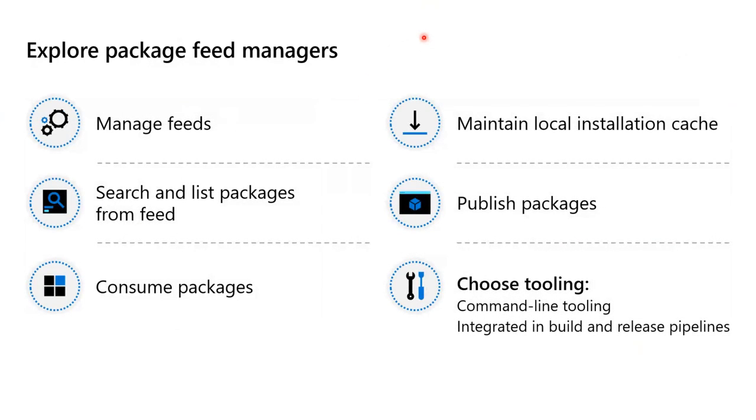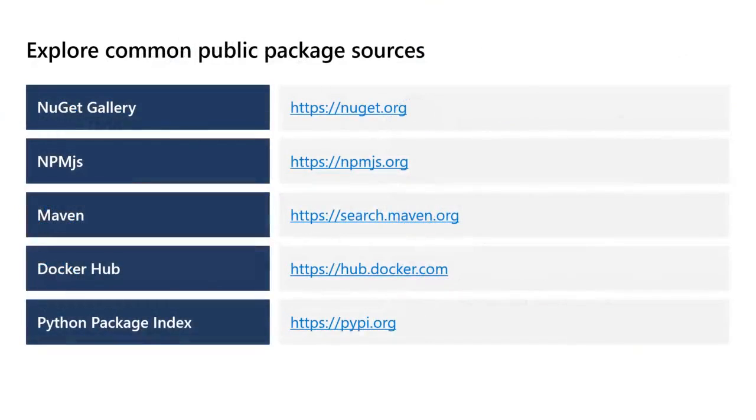So, explore the package feed manager. We have the managed feeds. We can search and list packages from all the feeds. We can consume the packages from our IDE. You can maintain a local installation cache. You can also publish your packages. There are common public package sources such as NuGet, npm, Maven, Docker Hub, and Python Package Index.